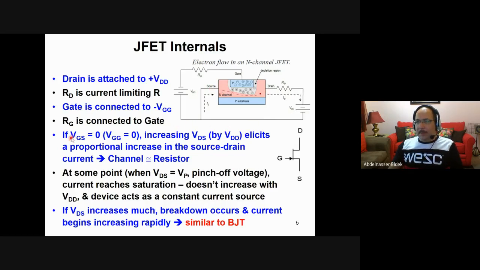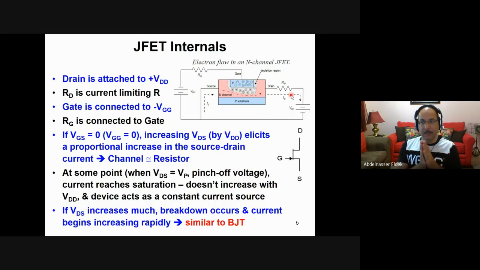So if VGS and VGG are 0, then increasing VDS, the voltage between the drain and the source, by increasing VDD, of course. We increase this one, then we increase the voltage between the drain and the source. What happens is that the current, this current here, which is ID, this ID will increase. The drain current will increase. Okay, the current in the channel will increase. When you increase the voltage VDD, you increase VDS, and in this case, you increase the drain current.